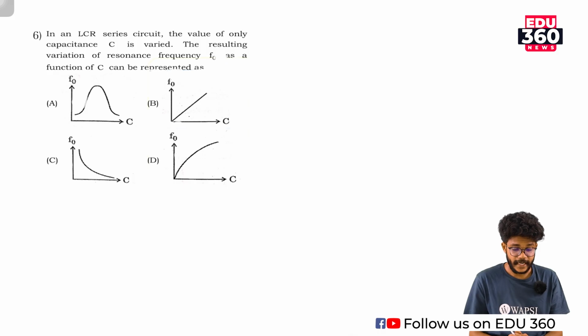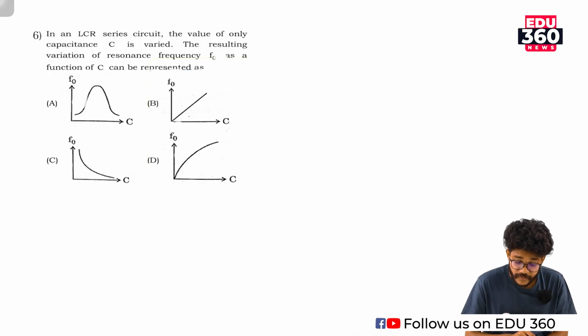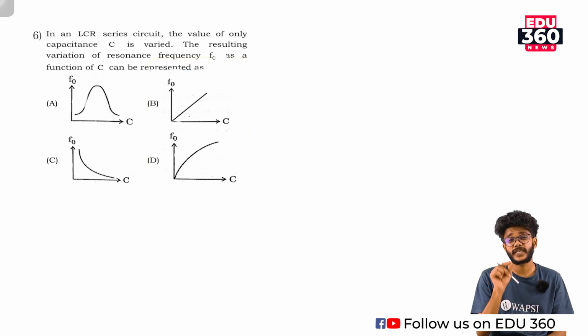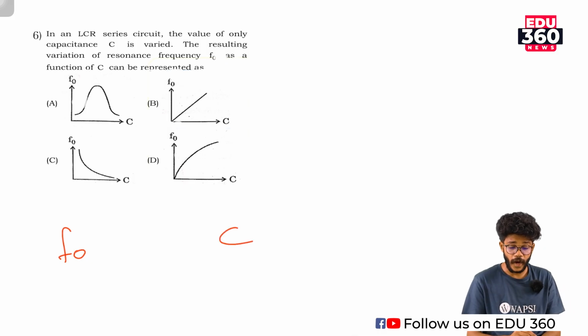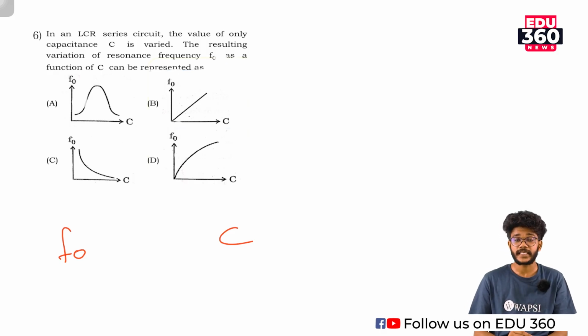In an LCR series circuit, the value of only the capacitor C is varied. C, the capacitance, is the changing quantity. The resulting variation of resonance frequency F naught as a function of C. So we need to derive a function with respect to C. That means F naught is to be related with C. So how can we relate F naught with C? Which equation connects F naught and C?